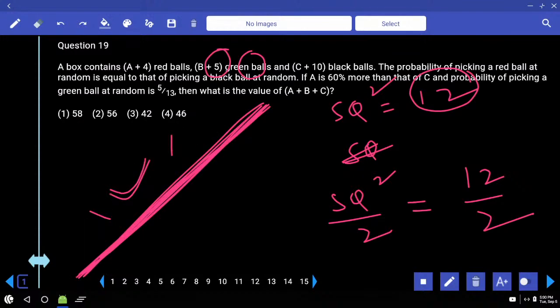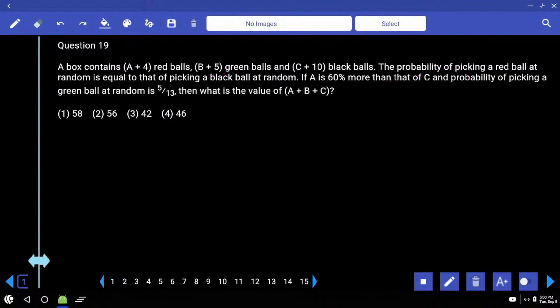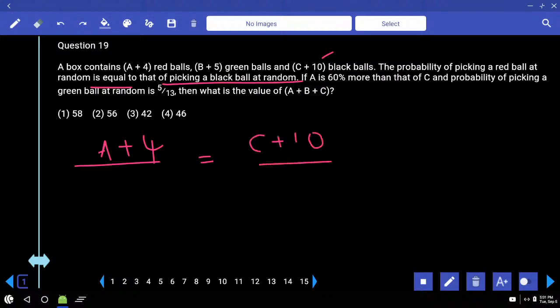Next, a box contains A plus 4 red balls, B plus 5 green balls and C plus 10 black balls. The probability of picking a red ball at random is equal to that of picking a black ball at random. So here, red ball probability: A plus 4 by total is equal to black ball C plus 10 by the same total, cancelled. Therefore A minus C equals 6.